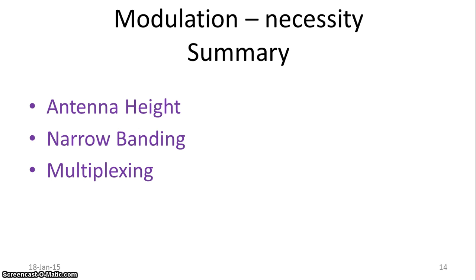So these are the basic three reasons why modulation is necessary: height of the antenna, narrowbanding, and multiplexing.